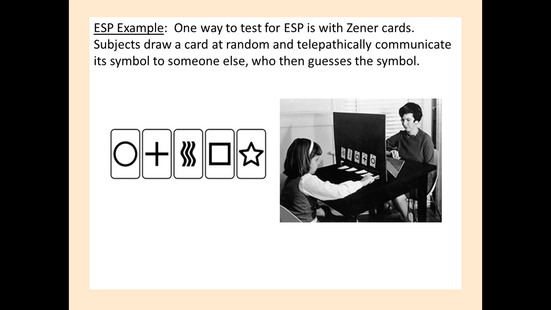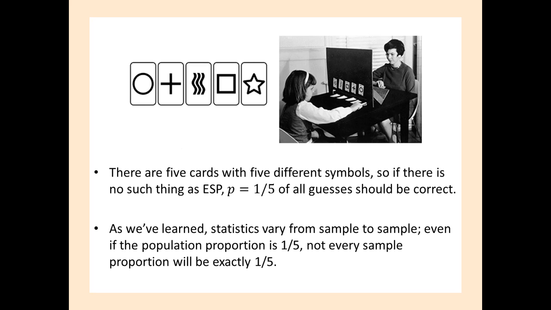The way that this setup works is that you have the 5 Zener cards with the different symbols on them. And what's going on in the picture is that the girl on the left is focusing on one of the 5 cards, and the woman on the right is supposed to telepathically figure out which card the girl is focusing on. And since there are 5 cards with different symbols on them, it would make sense that the population proportion of correct guesses should be 1/5.